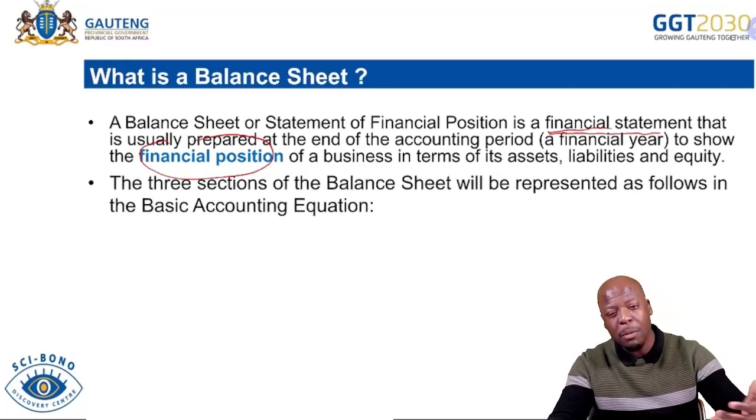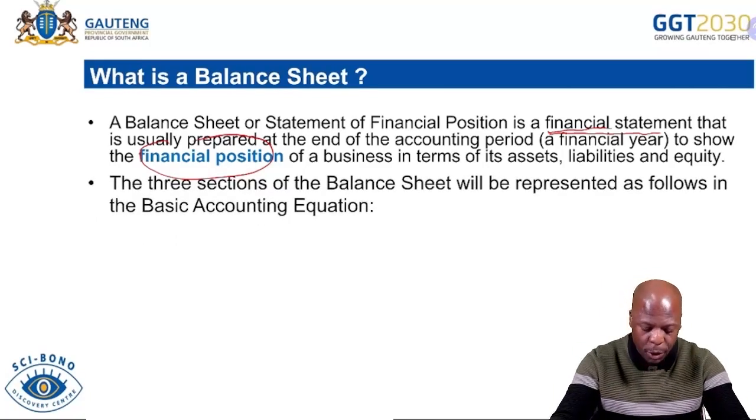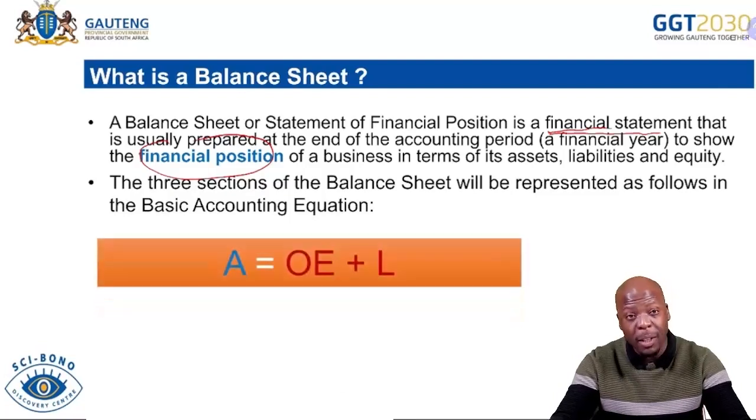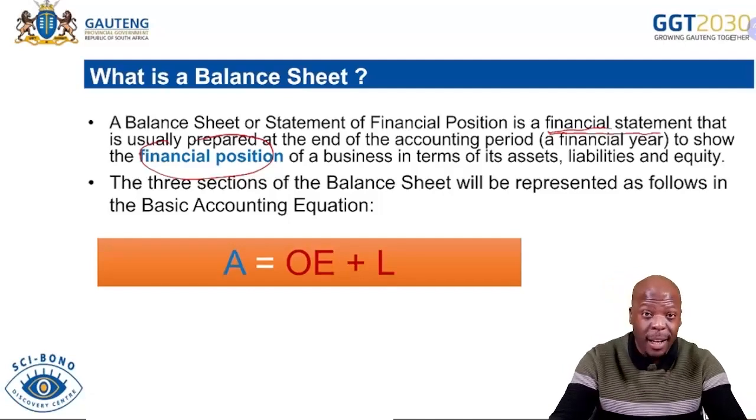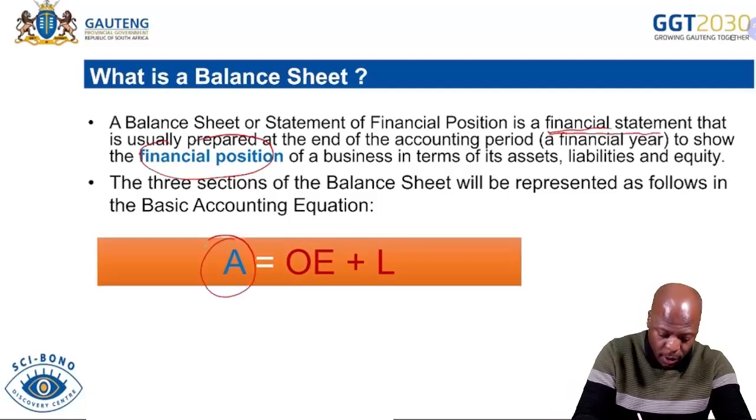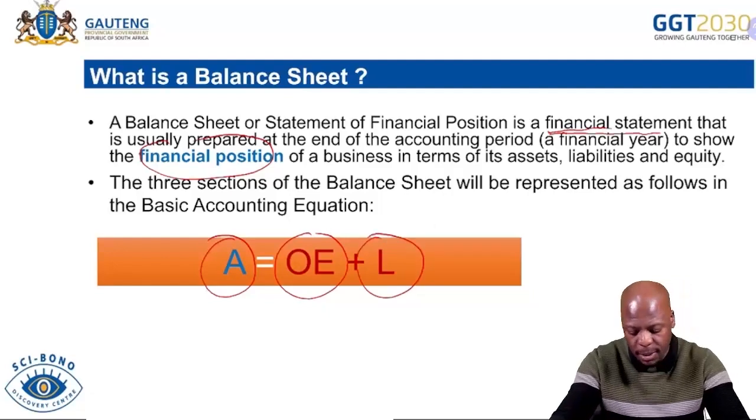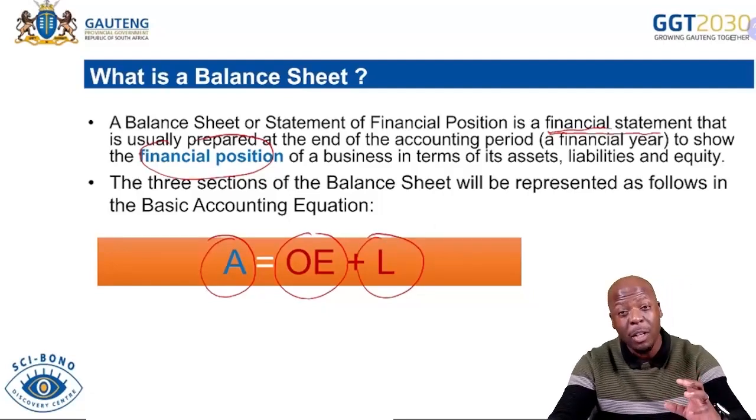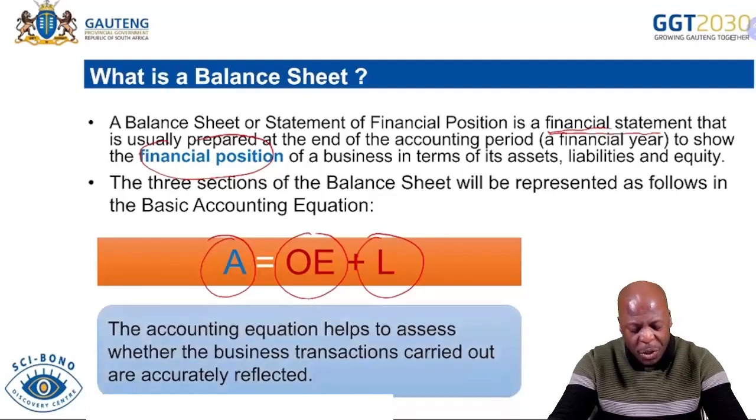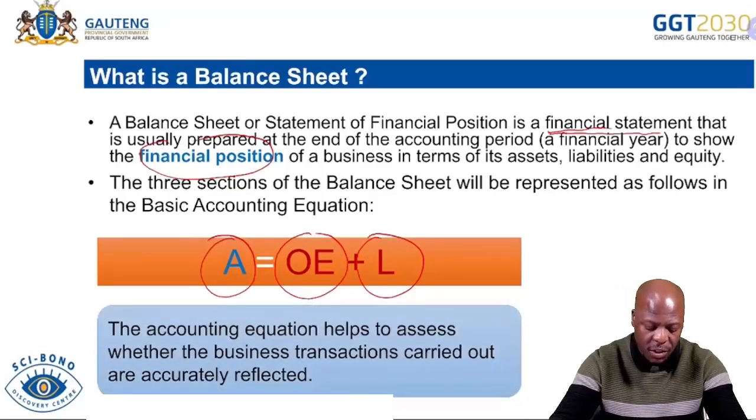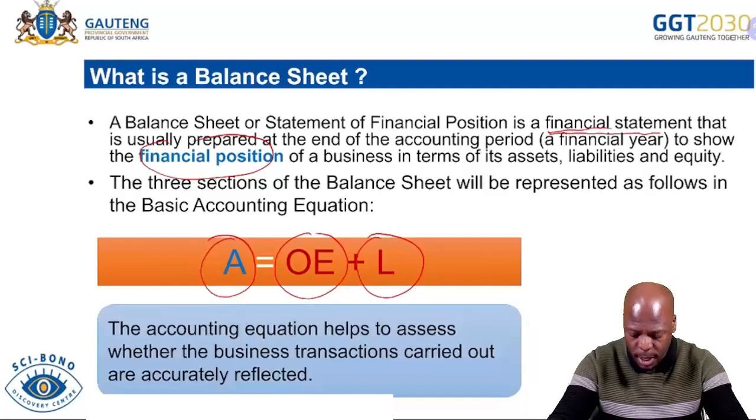Now, there are three sections to the balance sheet, which will be presented as follows. You're going to see as we talk first about the accounting equation. I think from grade 8, when you're doing EMS, in grade 9 as well, in grade 10 and in grade 11, you did do the accounting equation, which is broken down as your assets equal to your owner's equity plus your liabilities. These are the three main sections that I'm going to spend much of my time on today in order for you to understand exactly what the balance sheet is. Now, the accounting equation will help us to assess whether the business transactions are carried out as accurately as they should be.